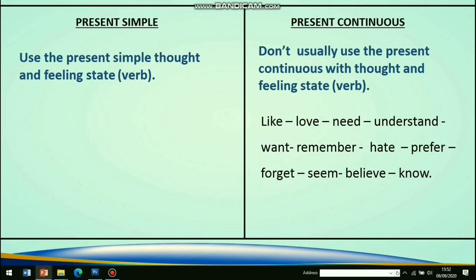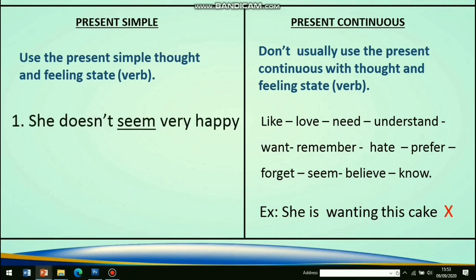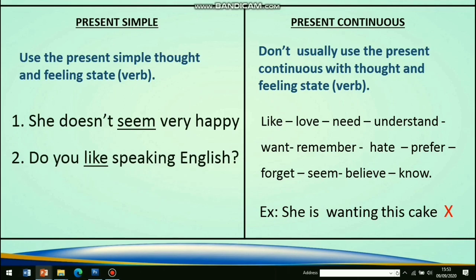For example, when we say, she is wanting this cake, this is false. But she wants this cake. And when we find seem in a sentence, we can use present simple, such as, she doesn't seem very happy. Second one, do you like speaking English? And then the third one, I want this cake.